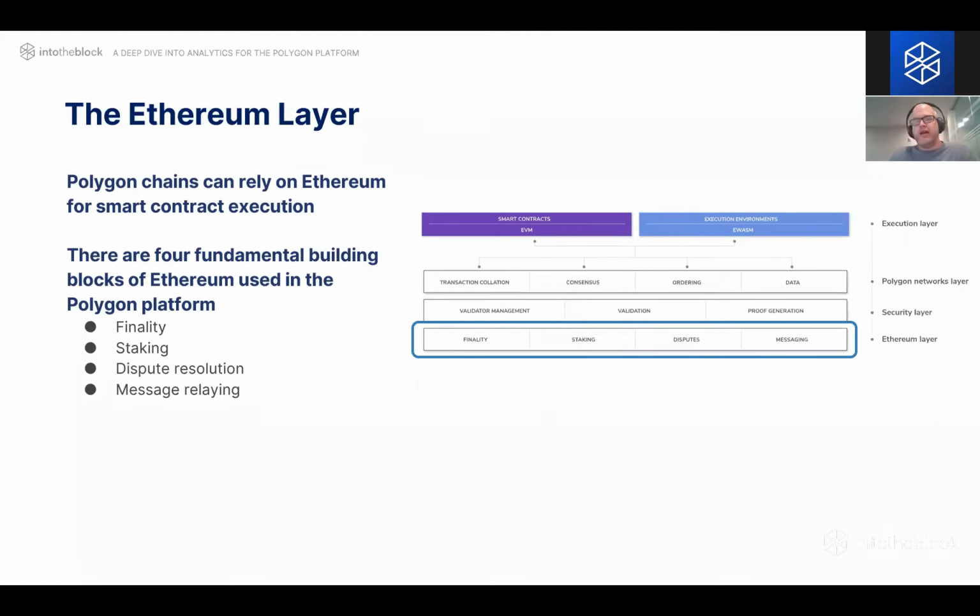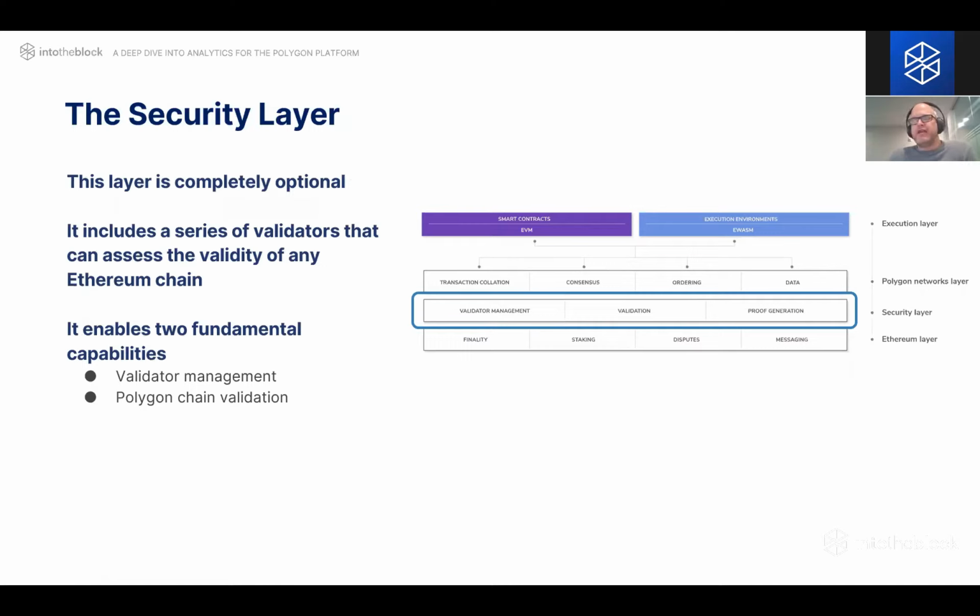At the very bottom, the very foundation of the Polygon platform is an Ethereum blockchain for smart contract execution. So there you have capabilities that we all like from the Ethereum platform, such as transaction finality, the possibility of the stake, obviously the dispute resolution, and the ability to pass messages between different smart contracts. From that perspective, this is a traditional Ethereum layer.